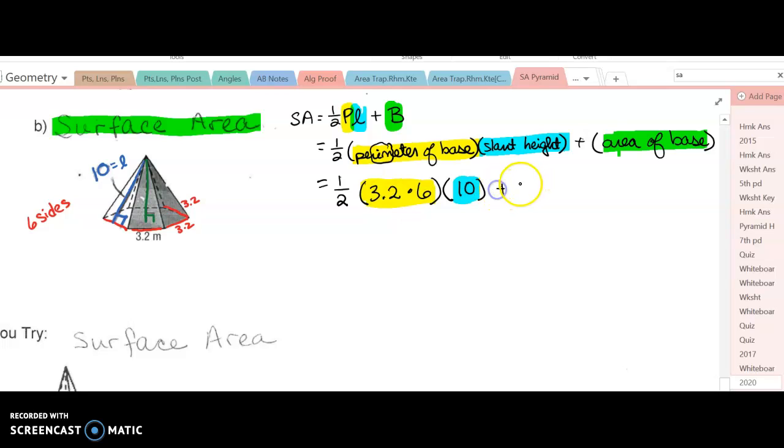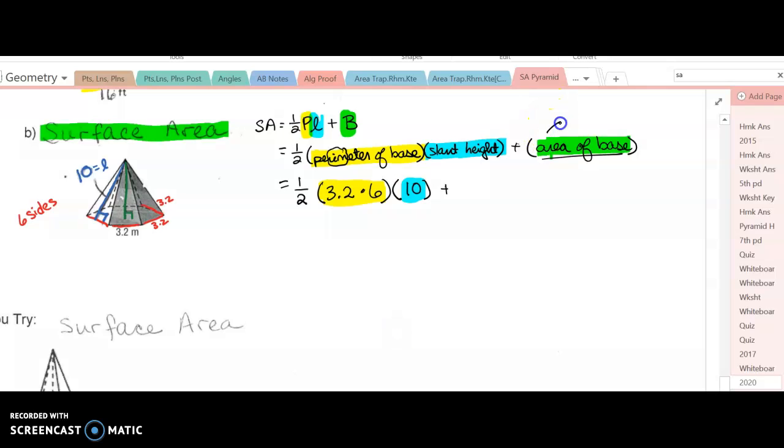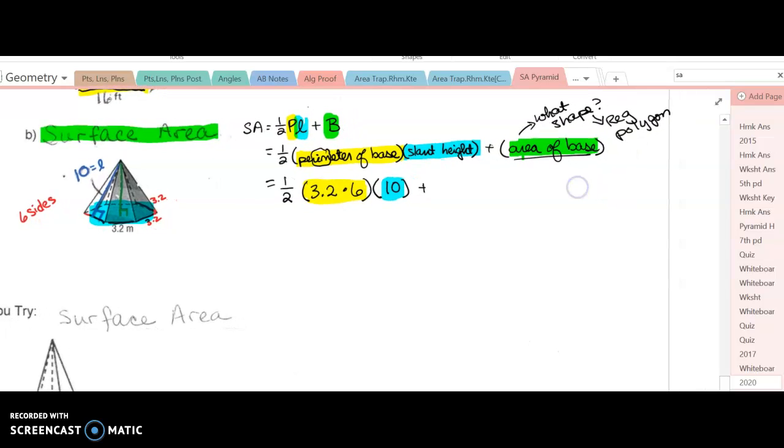Plus, here comes the hard part, area of the base. Now, you have to think about, in order to do the area of the base, what shape is my base? And so we know that this shape on the bottom of this pyramid is a hexagon. It's what we call a regular polygon. Regular because all the sides are equal. Polygon. And so because it's a regular polygon, we would go look at our area sheet, and the formula for a regular polygon would be 1/2 AP.